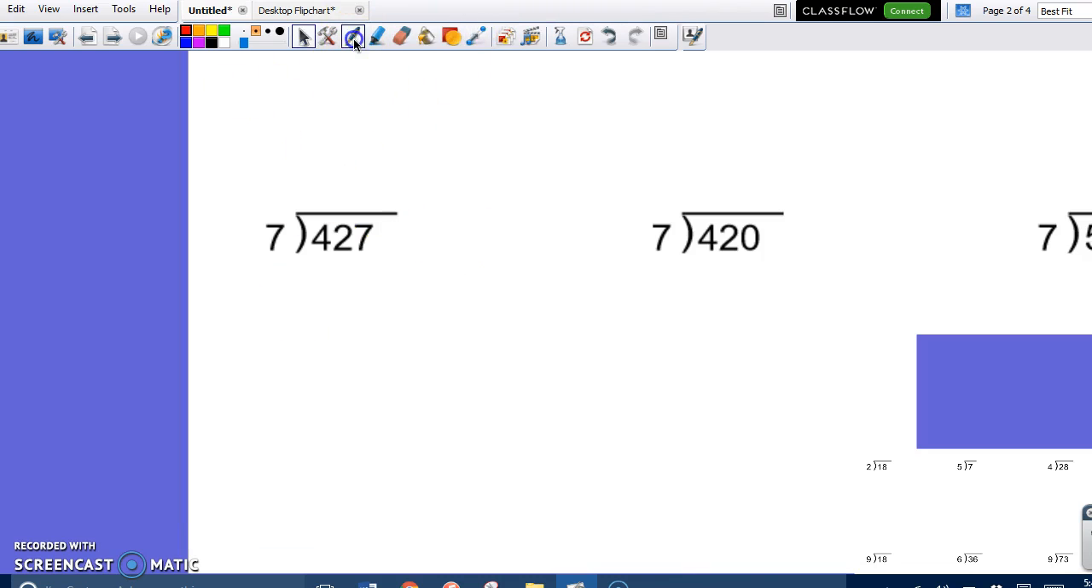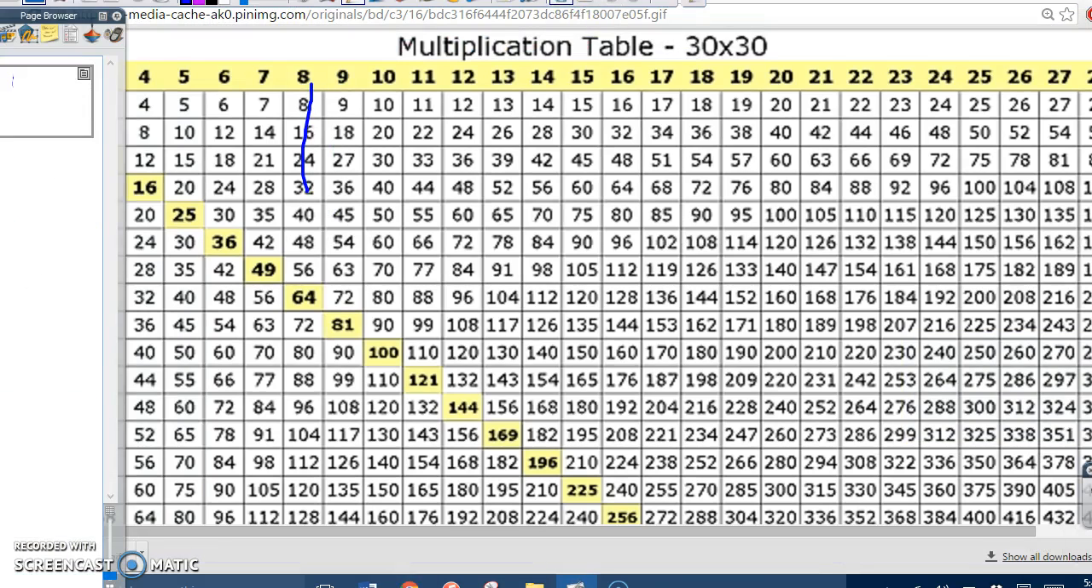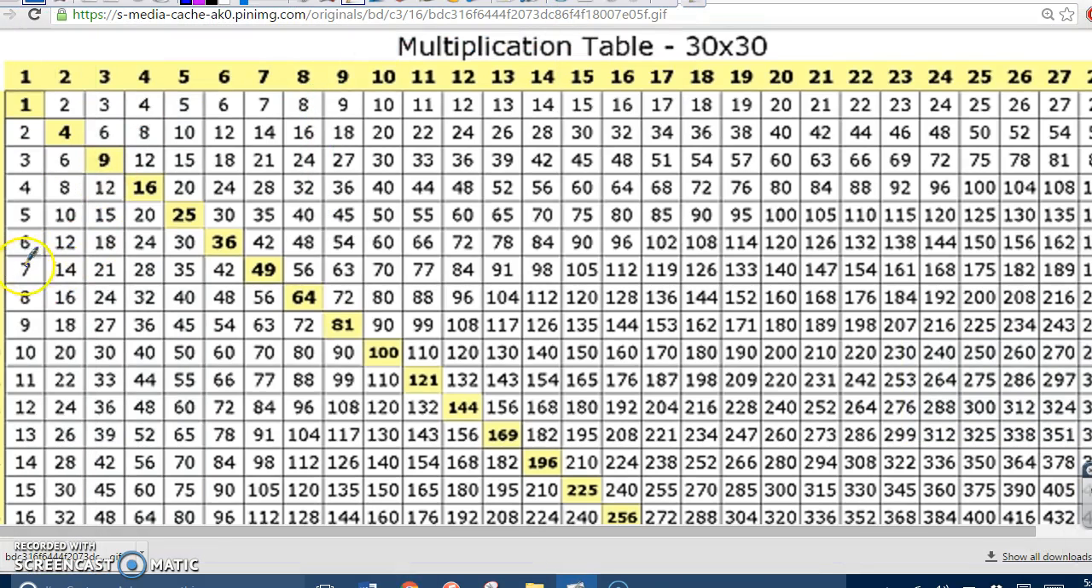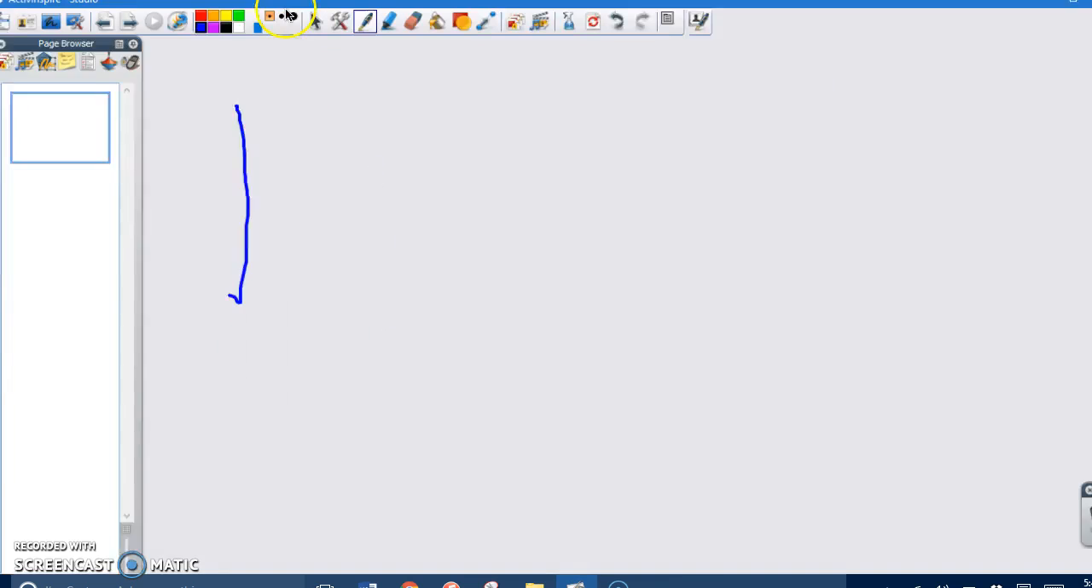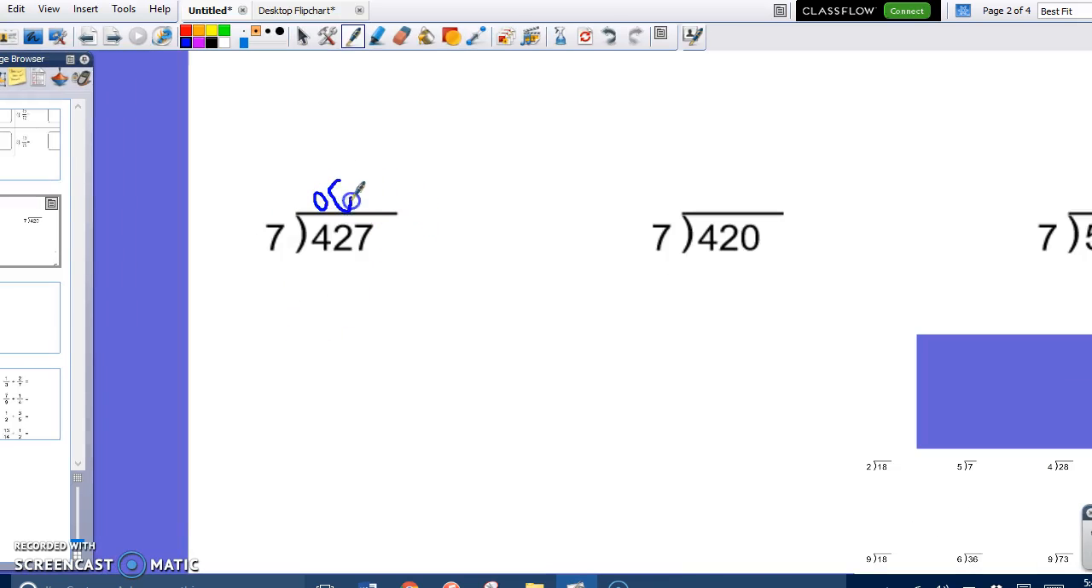Proud of you. All right, so now 7 goes into 4. Not going to happen. 7 goes into 42. Take a look at our multiplication chart. Under 7, 42, 42. Well, look at that. Isn't that even? 7 goes into 42, okay, 6 times. I'm going to take that 6 over, put it here.